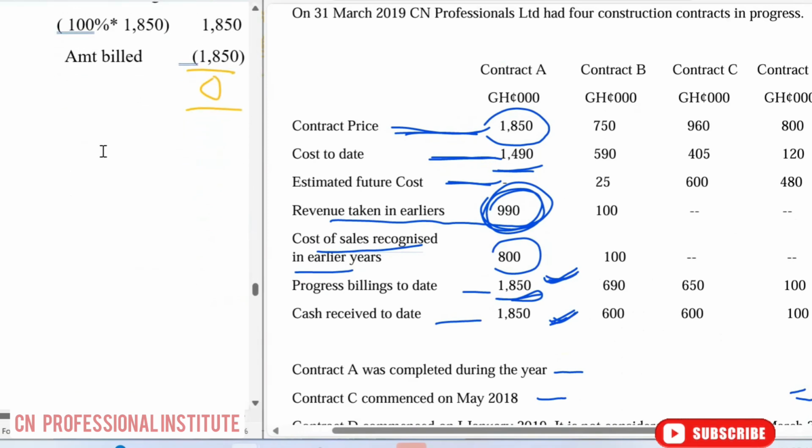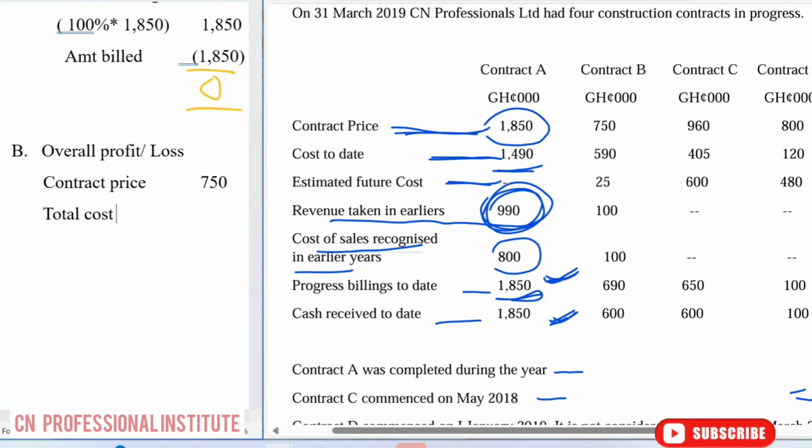Let's look at contract B. Let's see the overall profit or loss. So what's the contract price? The contract price is 750. Then total cost.